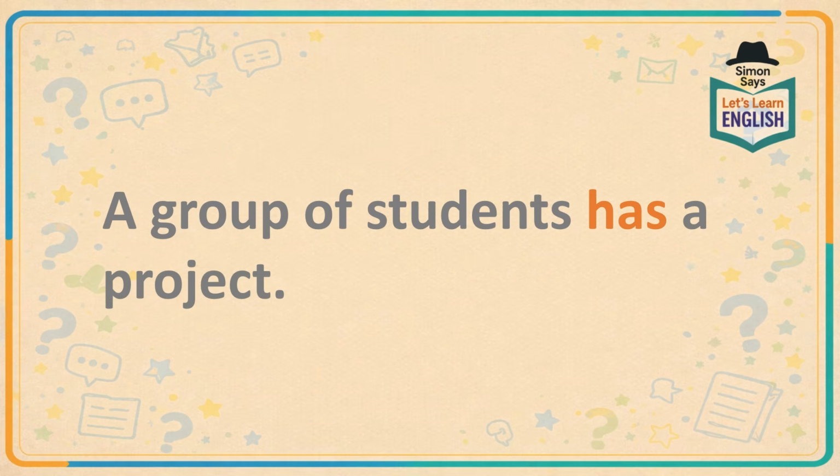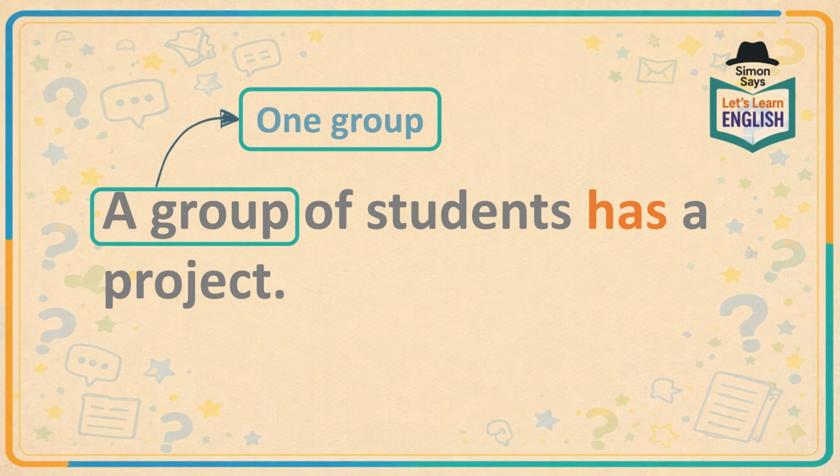A group of students has a project. So, what's the main thing that the sentence is talking about? The main thing is a group. As for students, that's just extra information. Right, so how many groups are we talking about? We're talking about one group. Therefore, we've chosen has.